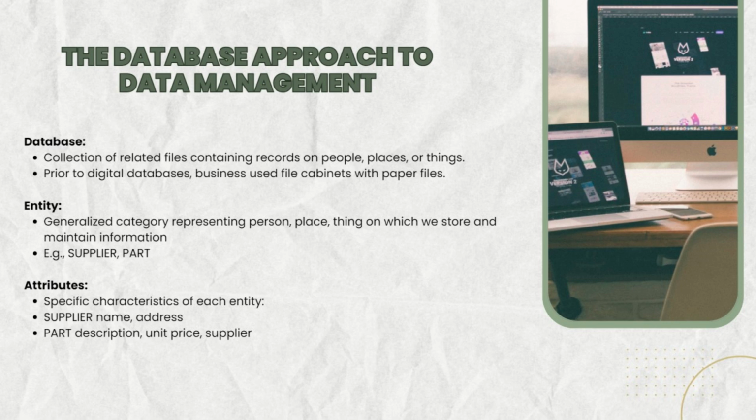Attributes. Attributes are specific characteristics or properties of each entity that describe the entity's features or qualities. They define the type of information that can be stored about an entity. For example, for a supplier entity, attributes could include name, address, contact person, phone number, and so on. While for a part entity, attributes could include description, unit price, supplier ID, quantity in stock, and so on.